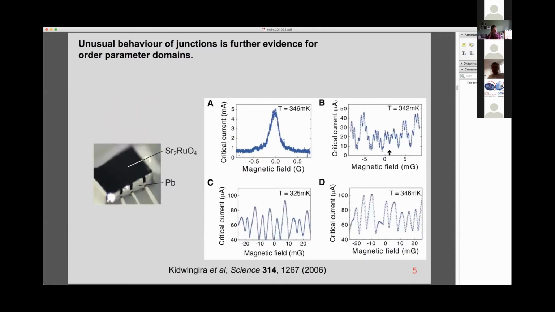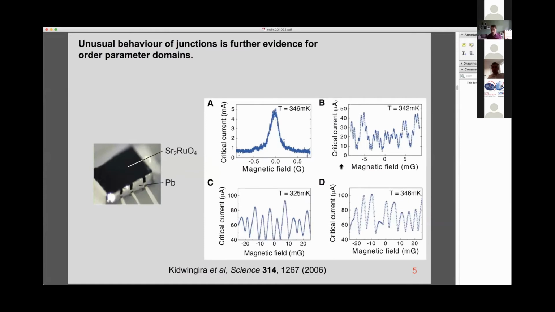Another indication of domain walls from a junction experiment comes from the Van Harlingen group in Illinois. This is their setup. They have a sample of strontium ruthenate with lead thin films bonded to the side, and then they measure the critical current through this junction as a function of applied field. And in some cases, they saw a classic Fraunhofer pattern with a maximum critical current when there's no applied field. But in many junctions, they saw this very unusual behavior shown in panels B, C, and D.